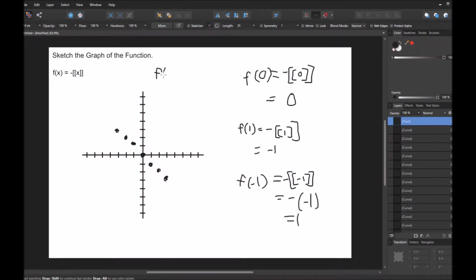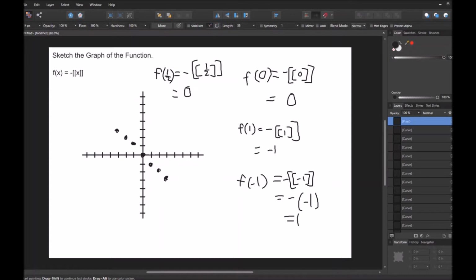So I'm going to start with f of 1/2. So that's going to be negative the greatest integer of 1/2. And the greatest integer that's less than or equal to 1/2 is 0. 0 is less than or equal to 1/2. And so we would get 0 again for this. And so we can see up until we get to 1, all of these points will default back to 0. At f of 1/2 it will be 0. At f of 0.3 it will be 0. At f of 0.789 it will be 0.